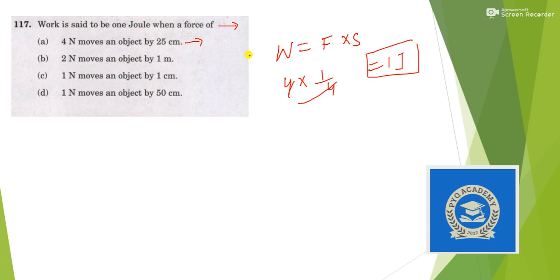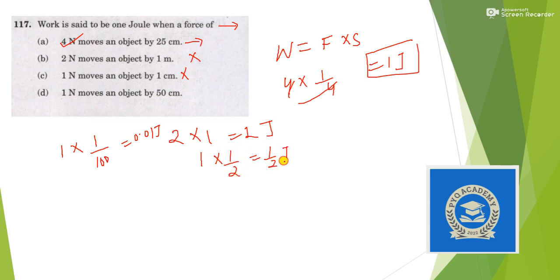This is the answer. Okay, let's check other options also. If we multiply 2 Newton into 1, it will become 2 joule. So this is not our answer. In next option, 1 Newton, and if you convert now, it will become 1 by 100 joule. So it will become 0.01 joule. This is also not our answer. Next is 1 Newton into half meter equals half, it will become half joule. So this is not our answer. It was a very simple question. So answer is option A.